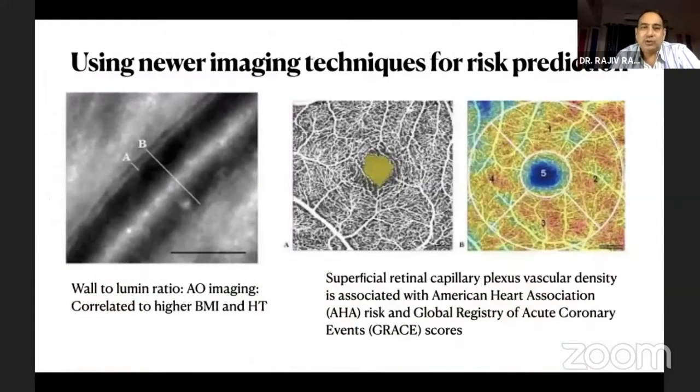There are newer imaging techniques also which people have used for risk prediction. The AO imaging, where they are trying to look at the wall to lumen ratio, which is correlated with hypertension. And more recently, people are also looking at OCTA, superficial retinal capillary density, associated with a risk for coronary event.